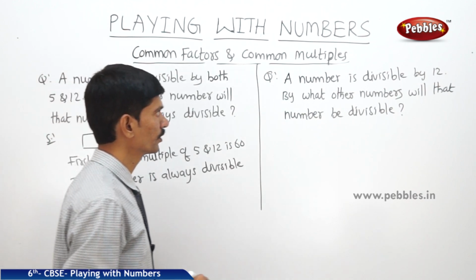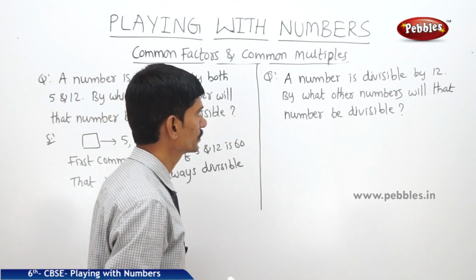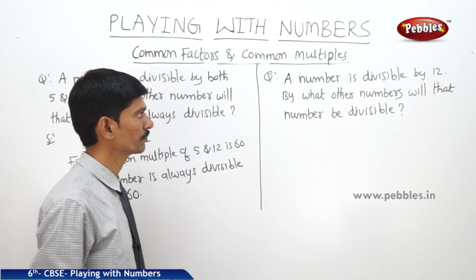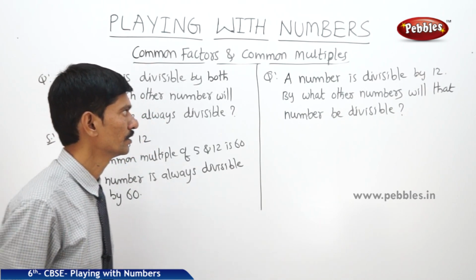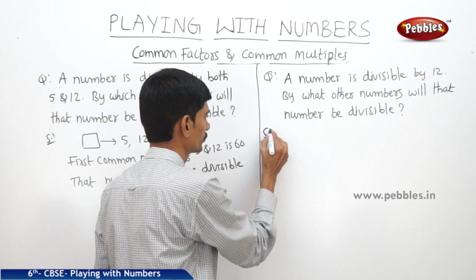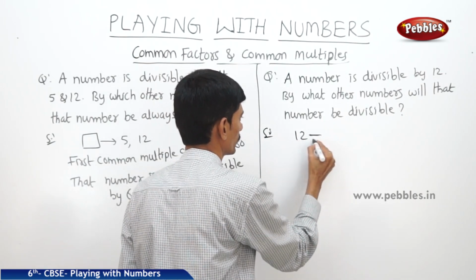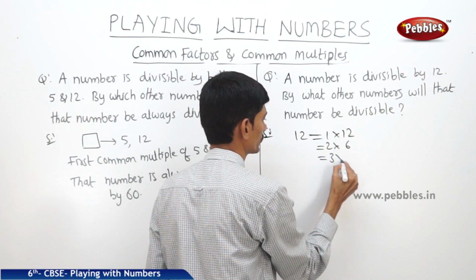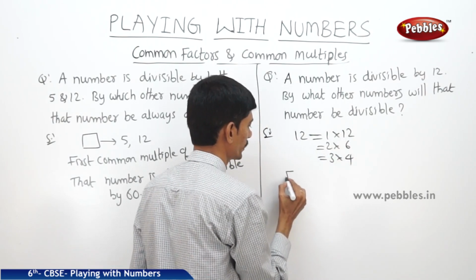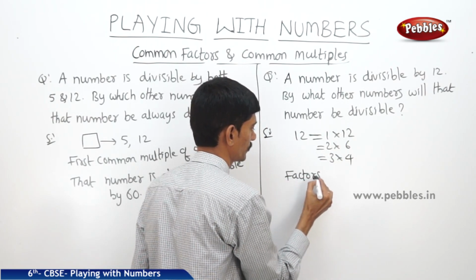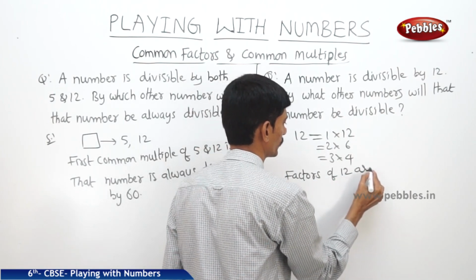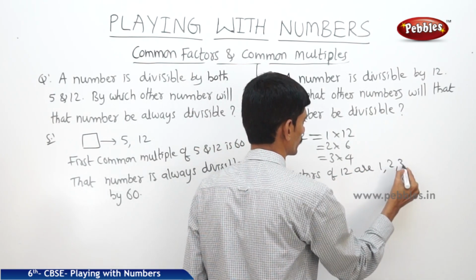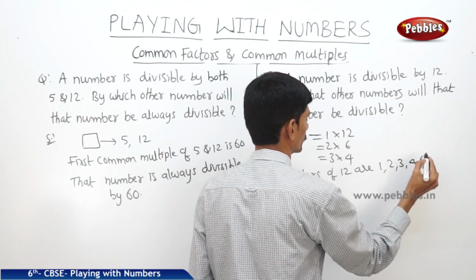Now let us take the next question. A number is divisible by 12. By what other numbers will that number be divisible? So the factors of 12 are 1 into 12, 2 into 6, 3 into 4. So the factors of 12 are 1, 2, 3, 4, 6, 12.